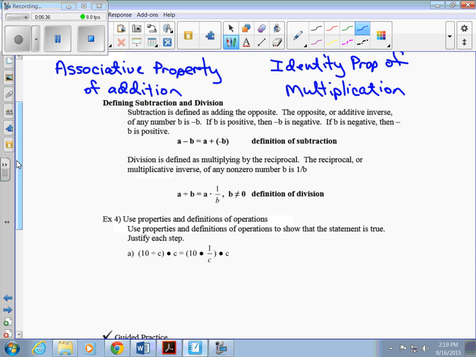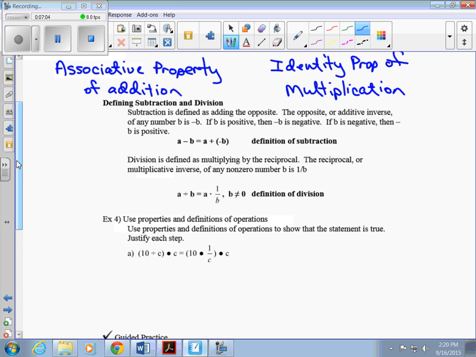Now we're going to talk about a couple of definitions. The first one is the definition of subtraction, and then we're also going to talk about the definition of division. The first one says subtraction is defined as adding the opposite. The opposite or additive inverse of any number B is negative B. If B is positive, then negative B is negative. If B is negative, then negative B is positive.